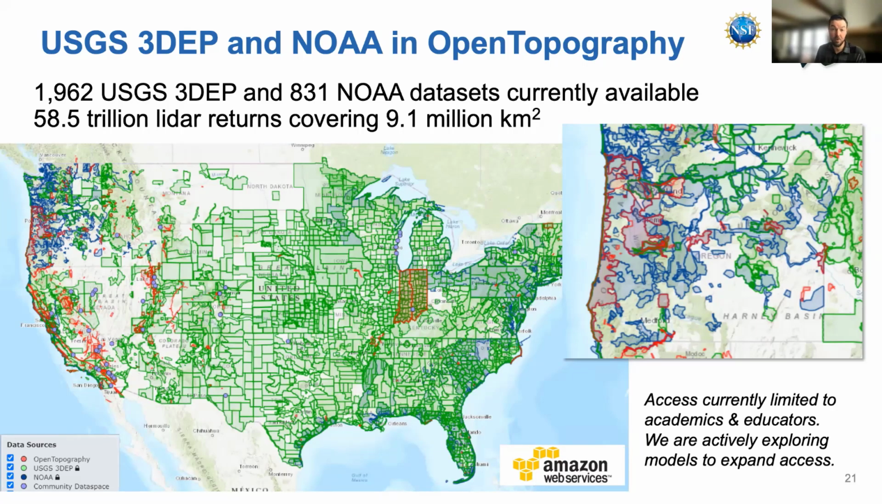So there's approaching 2,000 specific USGS 3DEP data sets and 831 NOAA data sets, 58.5 trillion points. And I think 2026 is the target date to have the whole United States, lower 48, mapped wall to wall with LiDAR and available through this pathway. So this is super cool and has really filled out the map in OpenTopography.